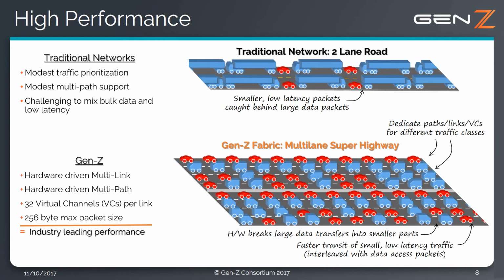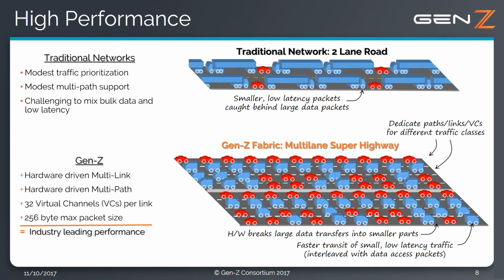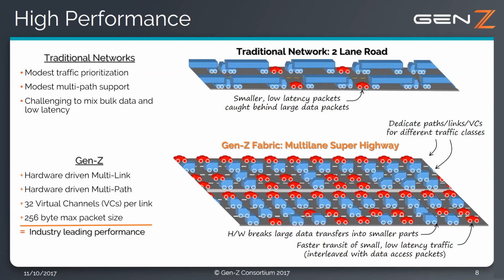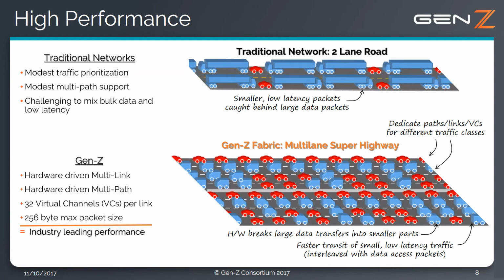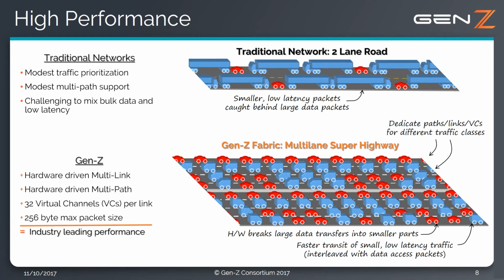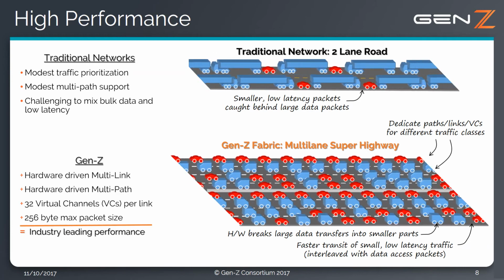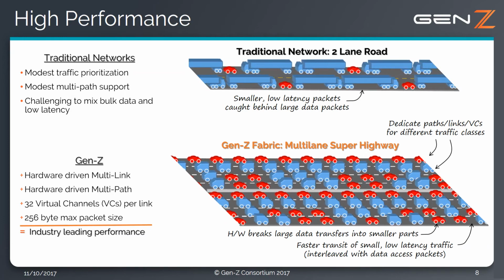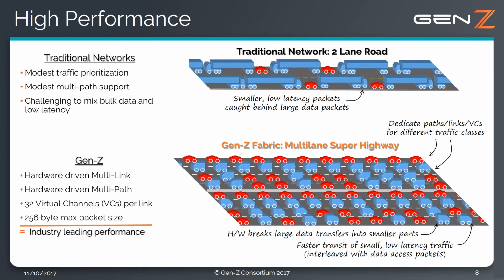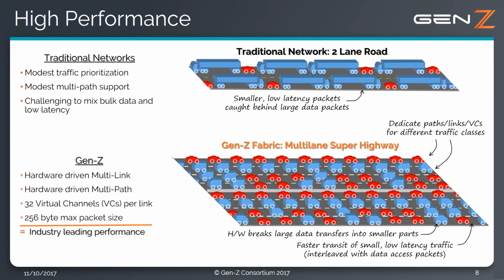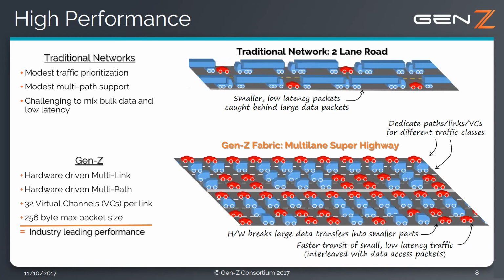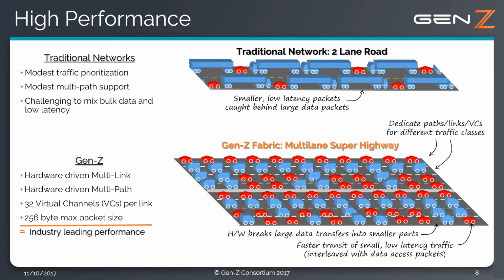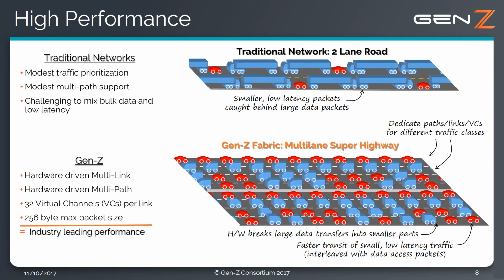The reliability aspects of Gen Z allow traffic classes to be assigned to more than one link and path in order to facilitate alternate paths in the event of link or component failures. We will talk more about this a bit later in this video. These slides give a sample of the kinds of capabilities that have been designed into Gen Z and its specification to facilitate higher levels of system and solution performance.